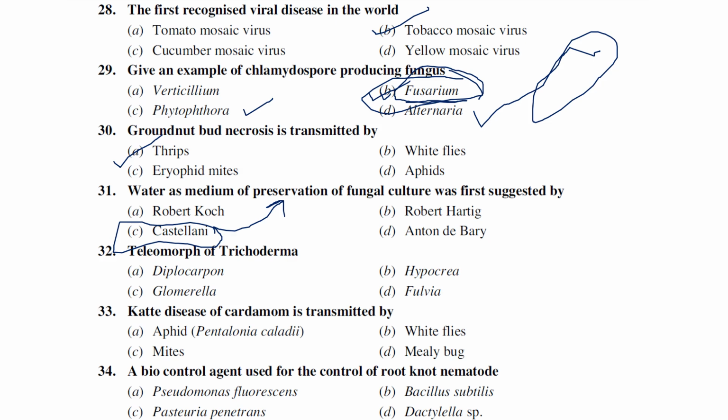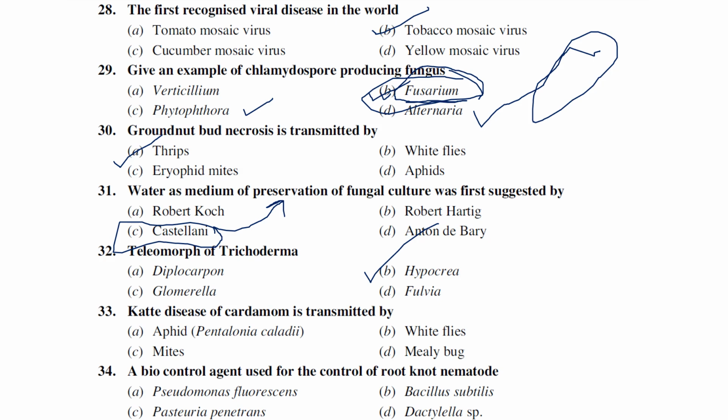Teleomorph of Trichoderma. Teleomorph means the sexual stage of Trichoderma. Diplocarpon, Hypocrea, Glomerella, Fulvia. Hypocrea rufa is generally the teleomorphic stage of Trichoderma. We know very well Trichoderma is the best fungal biocontrol agent that we are mass producing and using all over India.